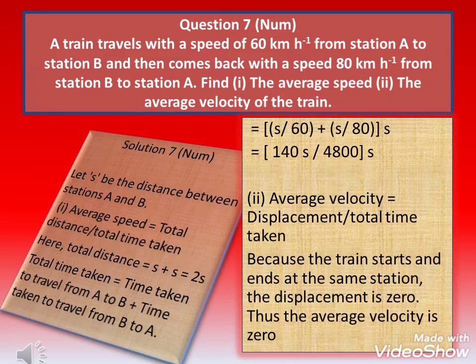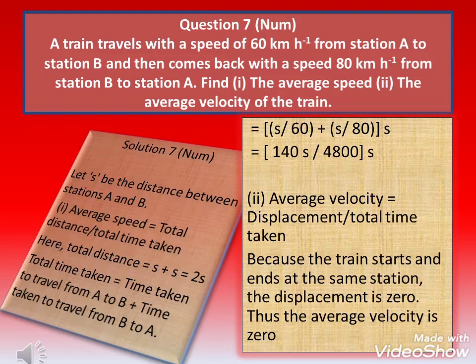Solution. Let S be the distance between station A and B. We have the equation for average speed, which is equal to total distance by total time taken. So what is the total distance here? It is the distance from A to B plus B to A. So we will get total distance is equal to S plus S, equal to 2S.